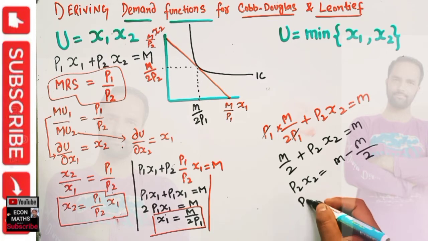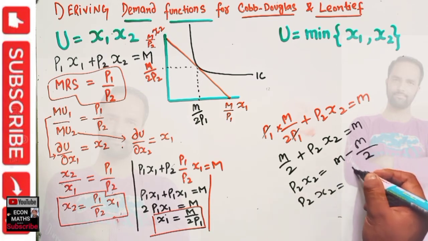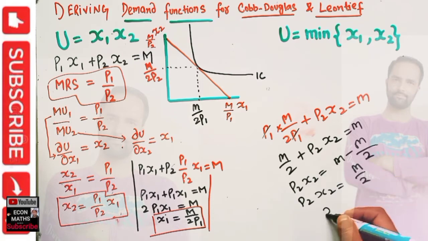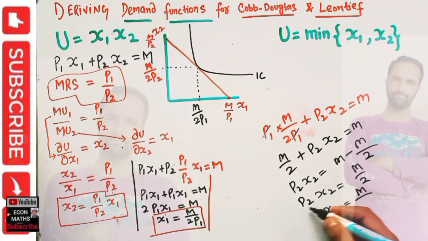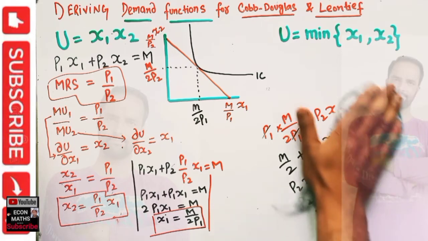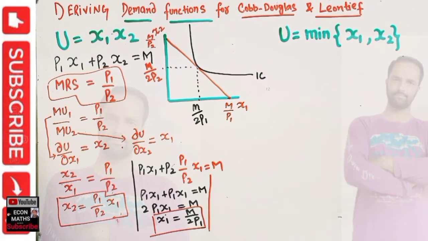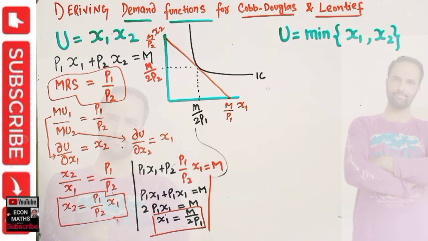So this is p2 x2 is equal to 2m minus m, which is only m upon 2. That gives us x2 is equal to m upon, transposing this, it will get divided by p2. This is the demand function for x2, which I was telling you that it will be here. I also calculated it to make things simpler. So this was about the Cobb Douglas utility function.